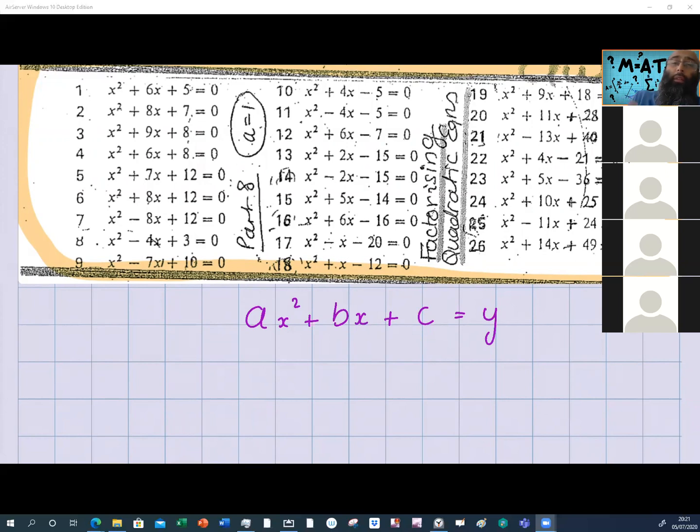Okay, lovely. So now let's look at our first question. We have x squared plus 6x. When I say a is 1, what I mean is that if there's no number next to the x squared, there's automatically a 1 next to the x squared. So I can put that for you in red.